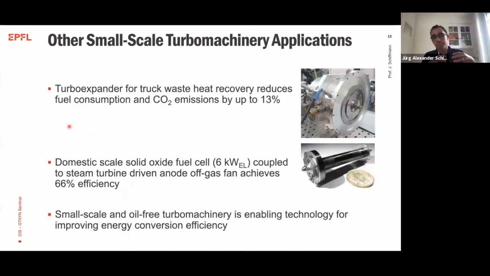Now, having developed this turbocompressor, shown that very small scale turbomachinery is actually feasible, that it can achieve high efficiency, there has been a snowball effect, which basically meant that we have designed other gas-lubricated high-speed shafts with turbines for turbo expanders for truck waste heat recovery, which allows to reduce the fuel consumption and also CO2 emissions by a considerable amount by recovering heat from the exhaust gases of these truck engines.